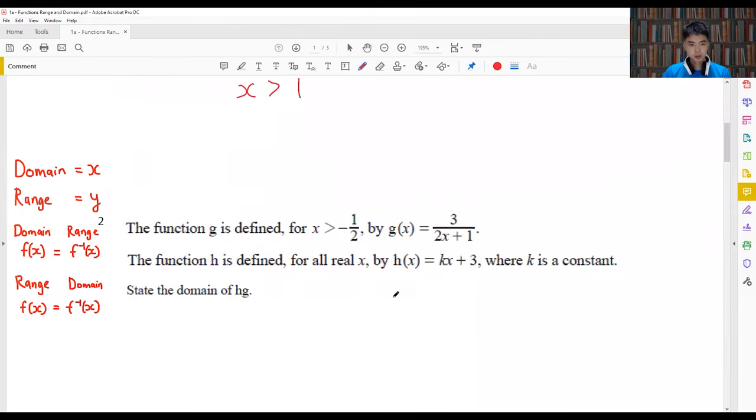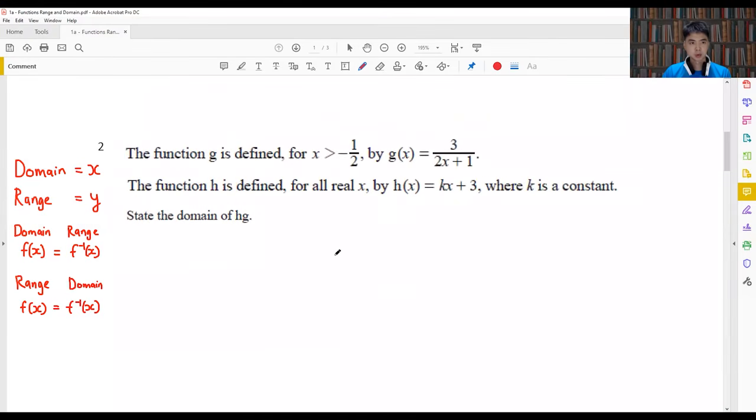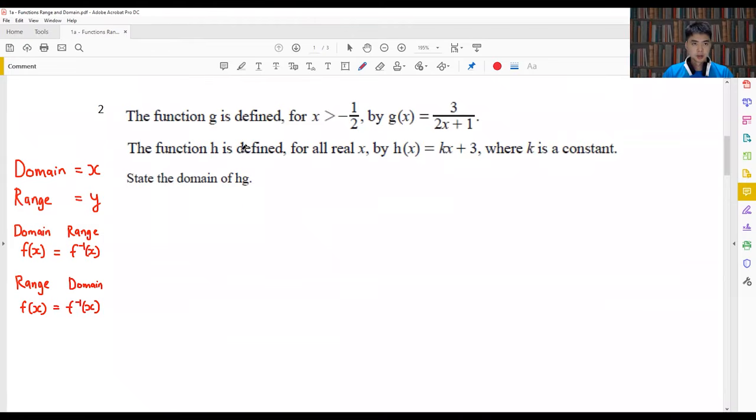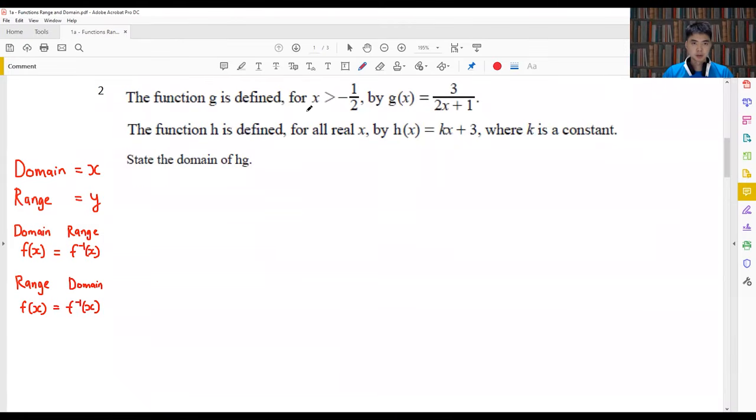Okay, now let's look at our next example question. The function g is defined for x more than -1 by g(x) equals an equation here. The function h is kx plus 3, okay? These are the two equations that we need to look at, where k is a constant. State the domain of hg.